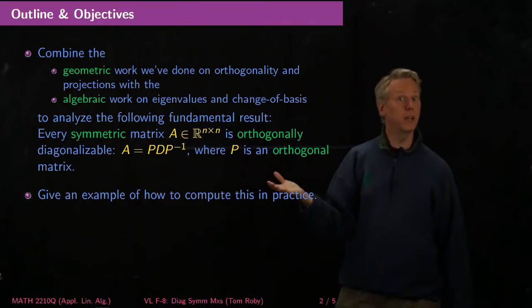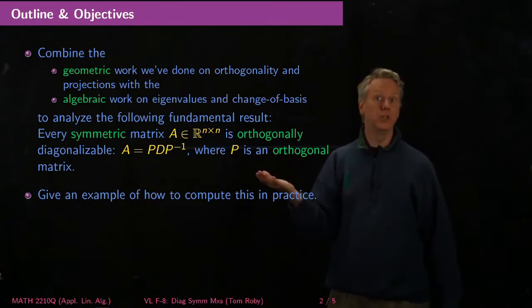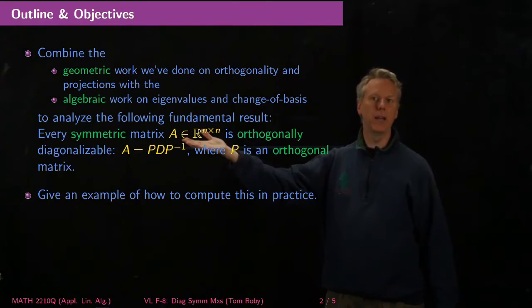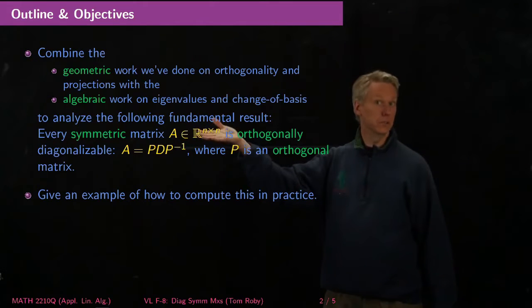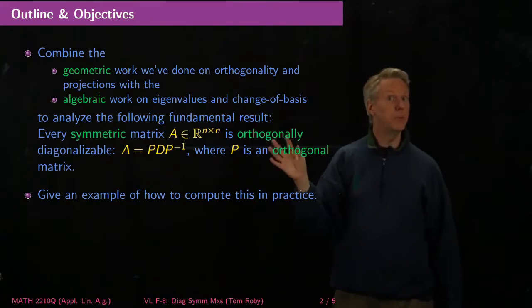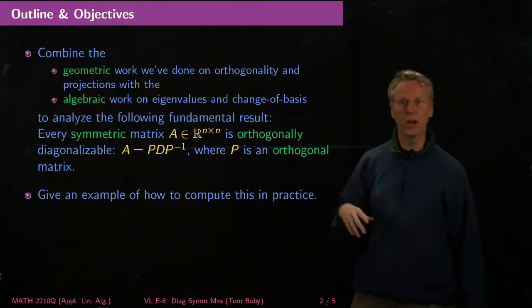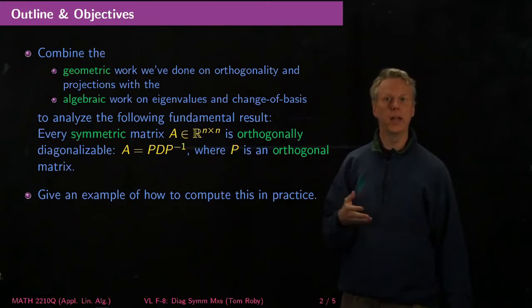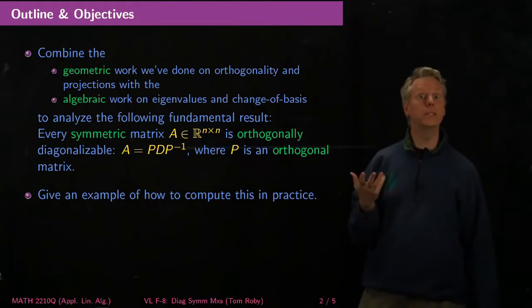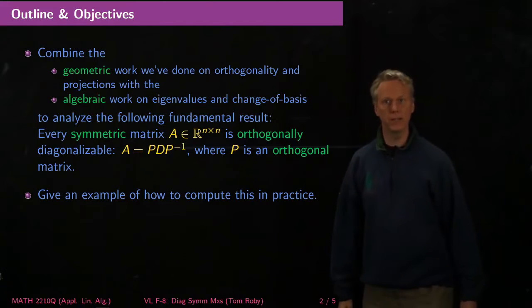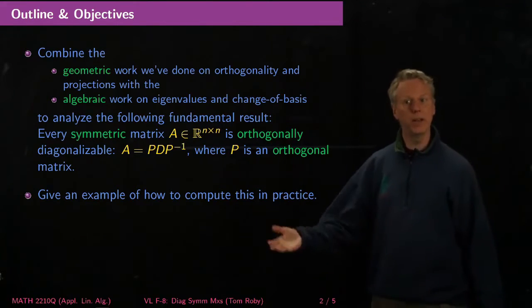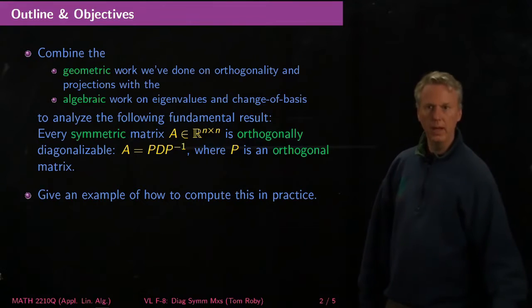Now this is pretty exciting because generically, if you just take any n by n matrix in R, it may not even be diagonalizable, much less orthogonally diagonalizable. So to have a situation where we know that we always get diagonalizability is really quite nice. And finally, I'll give an example of how to compute this in practice.